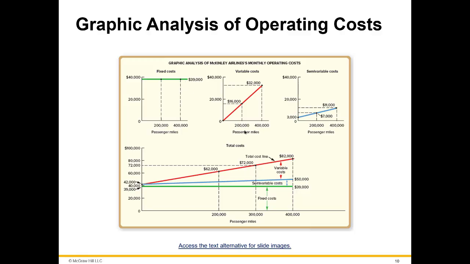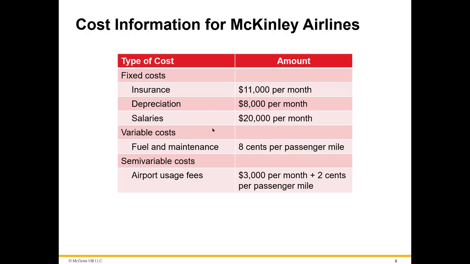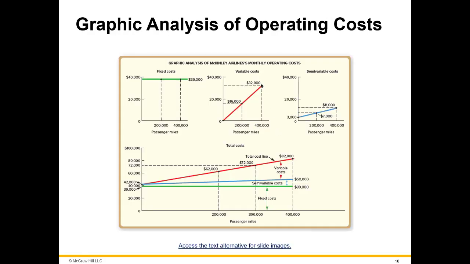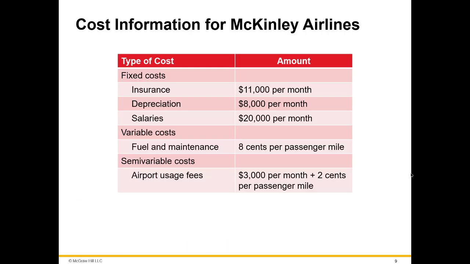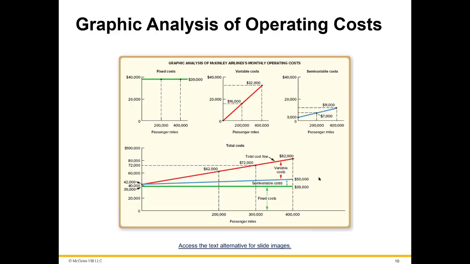Okay, how about passenger miles? Well, if we have 400,000 miles, it's 400,000 miles times 8 cents, so that would be 32,000. 200,000 times 8 cents, 16,000. So you can see how those change. And then the same here with the semi-variable cost. 3,000 is our portion, and I'll go back one. So 3,000 per month, and then 2 cents per passenger mile.